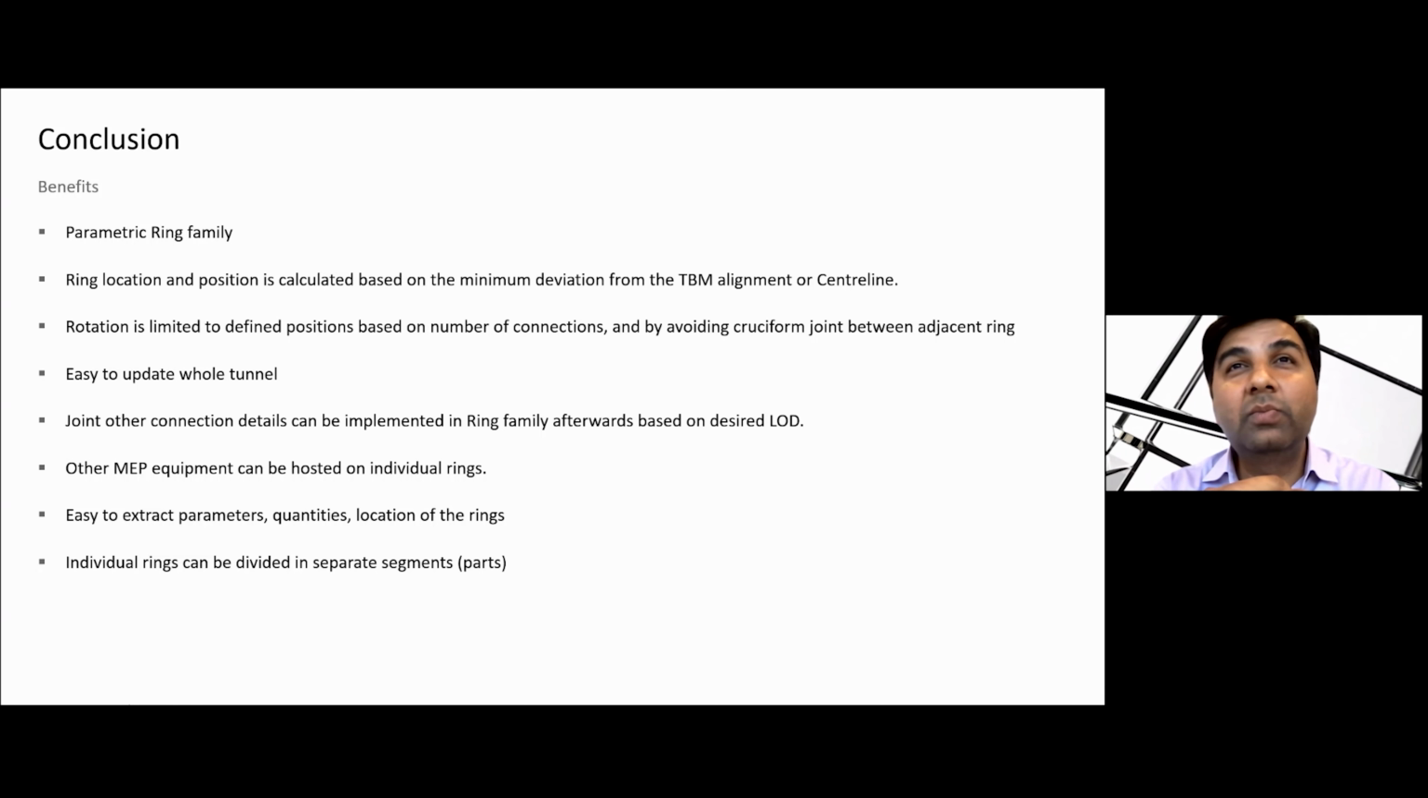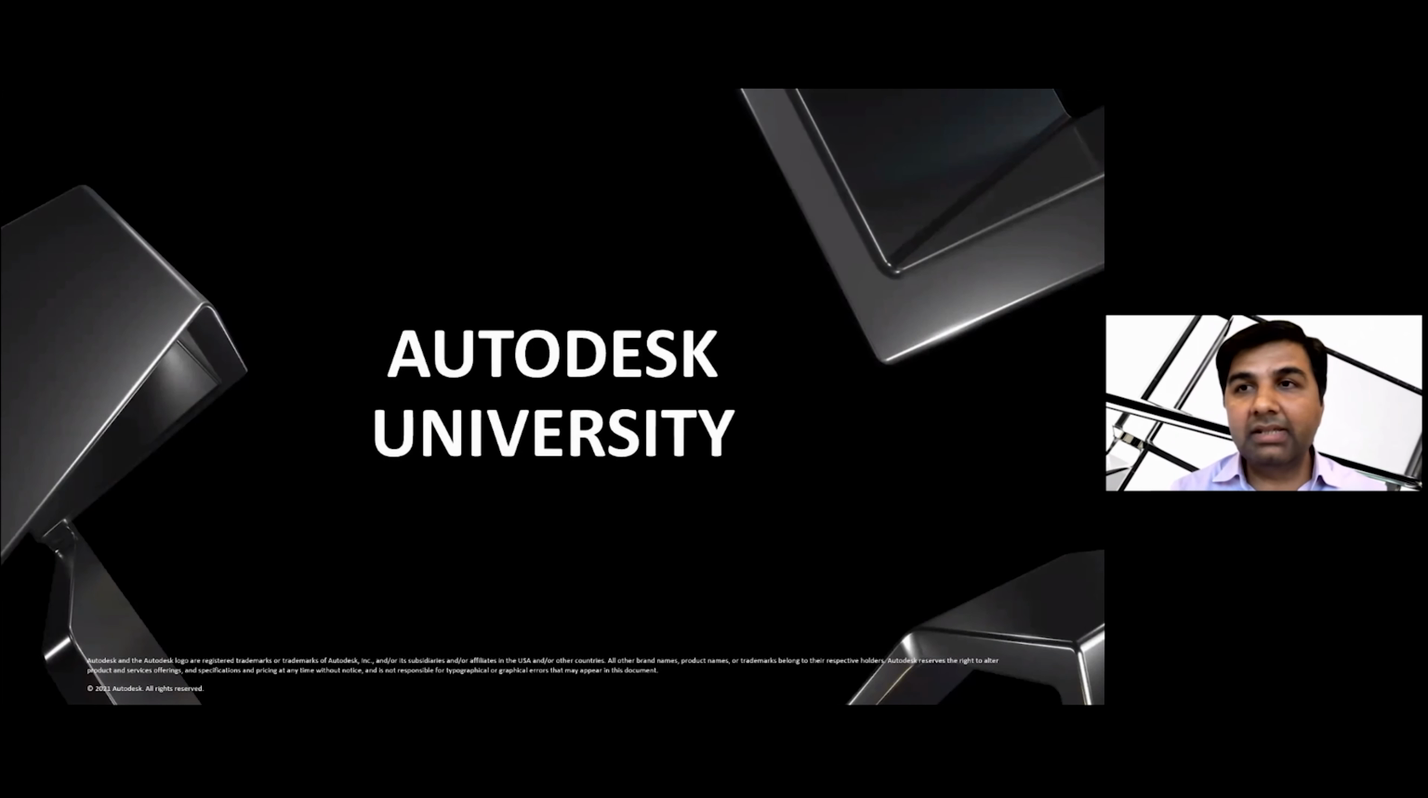Though these rings are modeled as a Revit adaptive component family, we can still divide them into parts. Just click on the ring and divide into parts, and we can have separate segments. We can check the volume of each separate segment. We can even assign different materials to those segments. And yes, that's it.